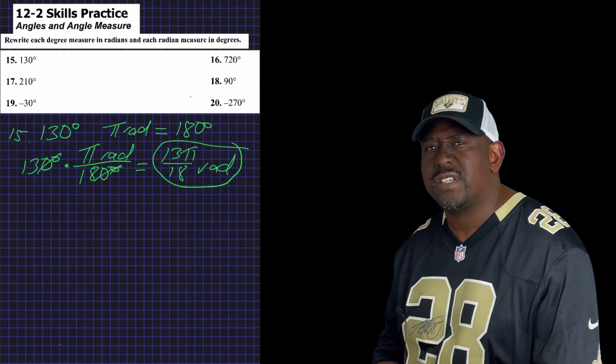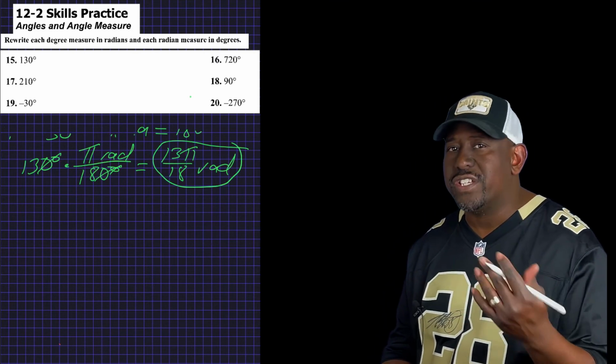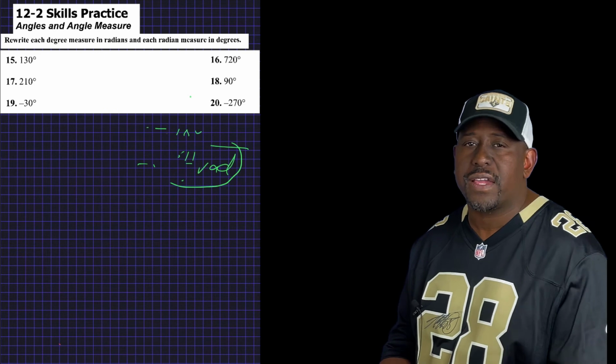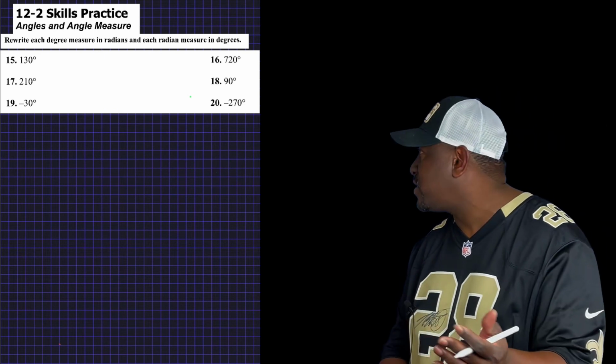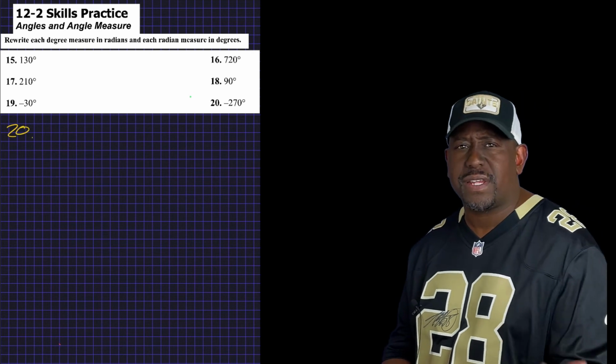Very simple concept. Again, the more you do this unit, we call it unit multiplying in science. You do that when you convert liters to milliliters and stuff like that. Same concept, same principle. So now we're going to do number 20.